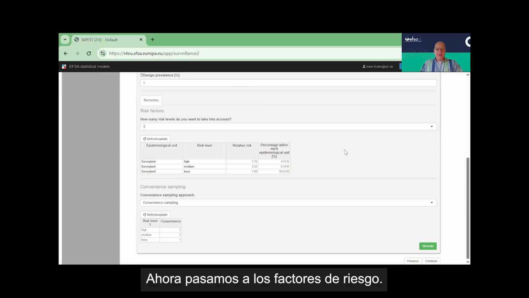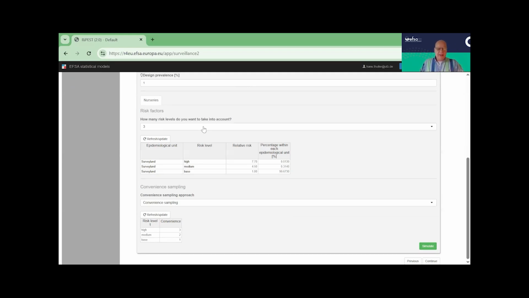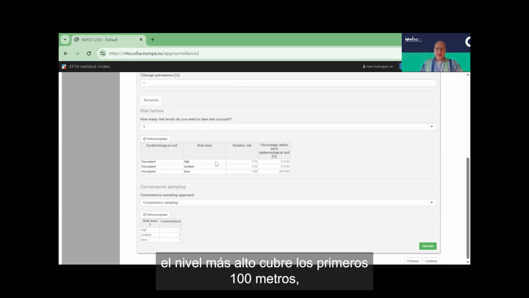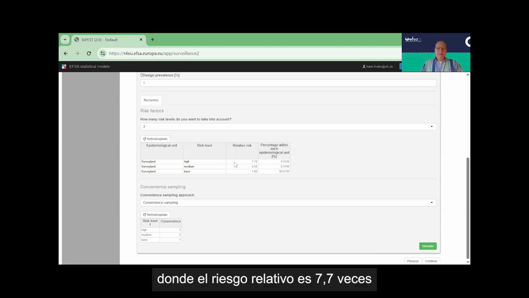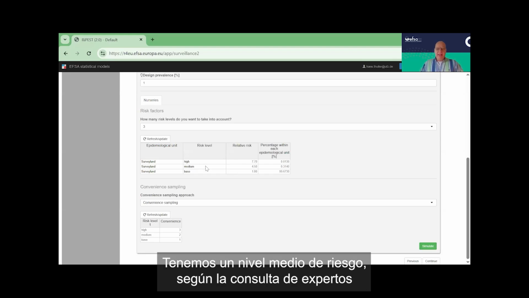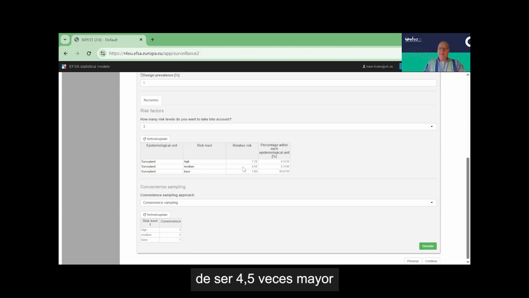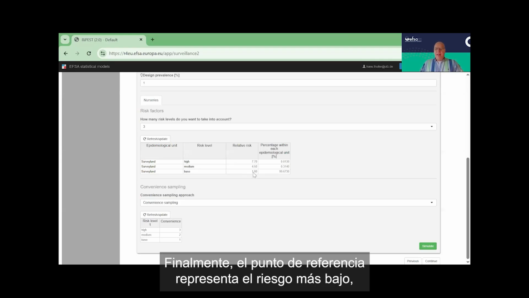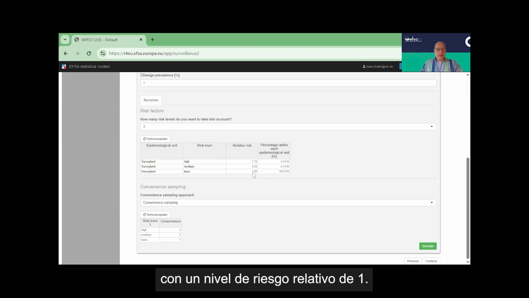Now we go to the risk factors. And remember, we have 3 levels of risk around the point of introduction. With the highest level, the first 100 meters around the point of introduction, having a relative risk of 7.7 times the basic one. And then we have the band around from 100 to 400 meters. That's the medium level, where we have found by expert elicitation this 4.5 times higher risk compared to the baseline area. And the baseline area has the risk level 1, the relative risk level 1.